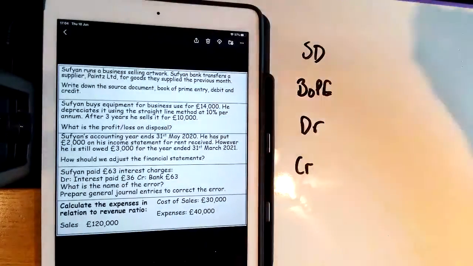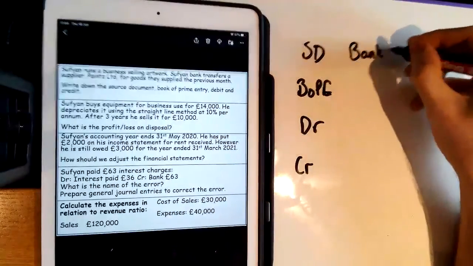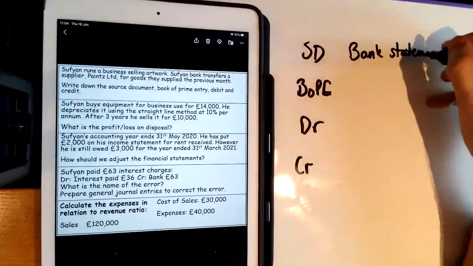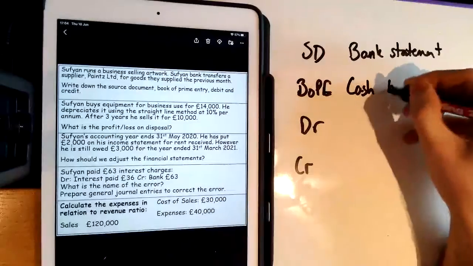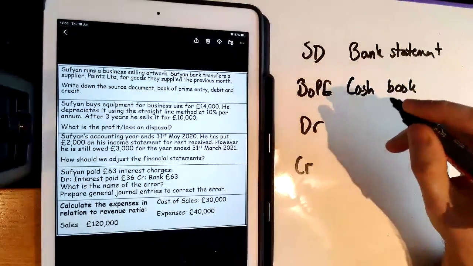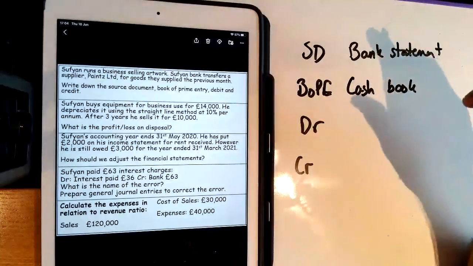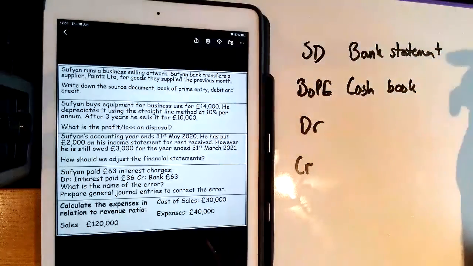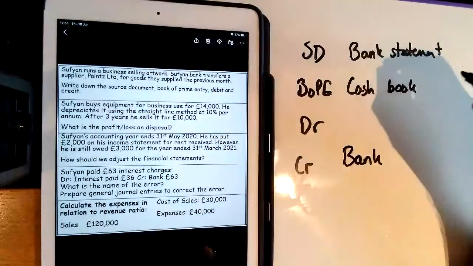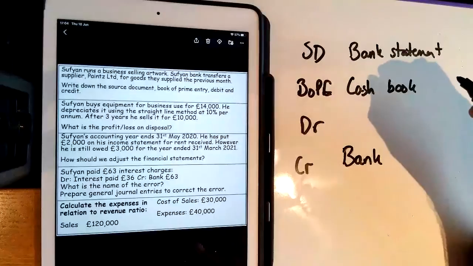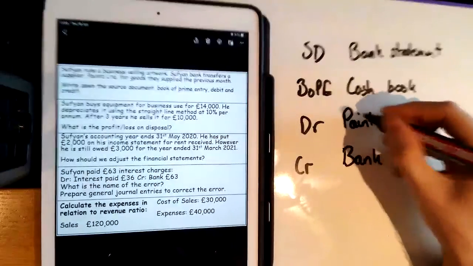So our source document, if it's a bank transfer, then the evidence of that would be a bank statement. Book of prime entry, for anything to do with the bank, it's the cash book. And debit and credit, well, since it involves the bank, that's going to be one of them, and Sufyan's losing the money, so it's going out of his bank, so that would be the credit. And the debit, well, the debit's going to be the supplier because the liability is decreasing, so that means that's a debit. So Pence Limited.